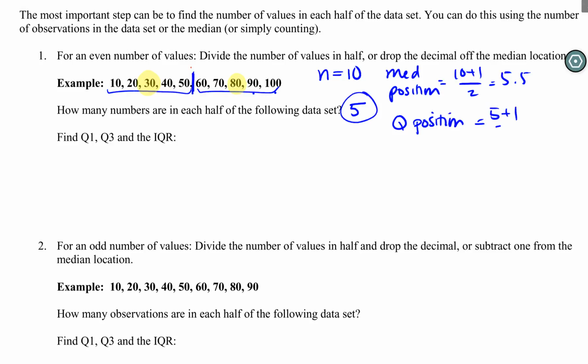So 5 plus 1 over 2 means that we need the third thing. So 1, 2, oh, the 30 I already circled. And counting for the Q3, just count back from the maximum to find your Q3.